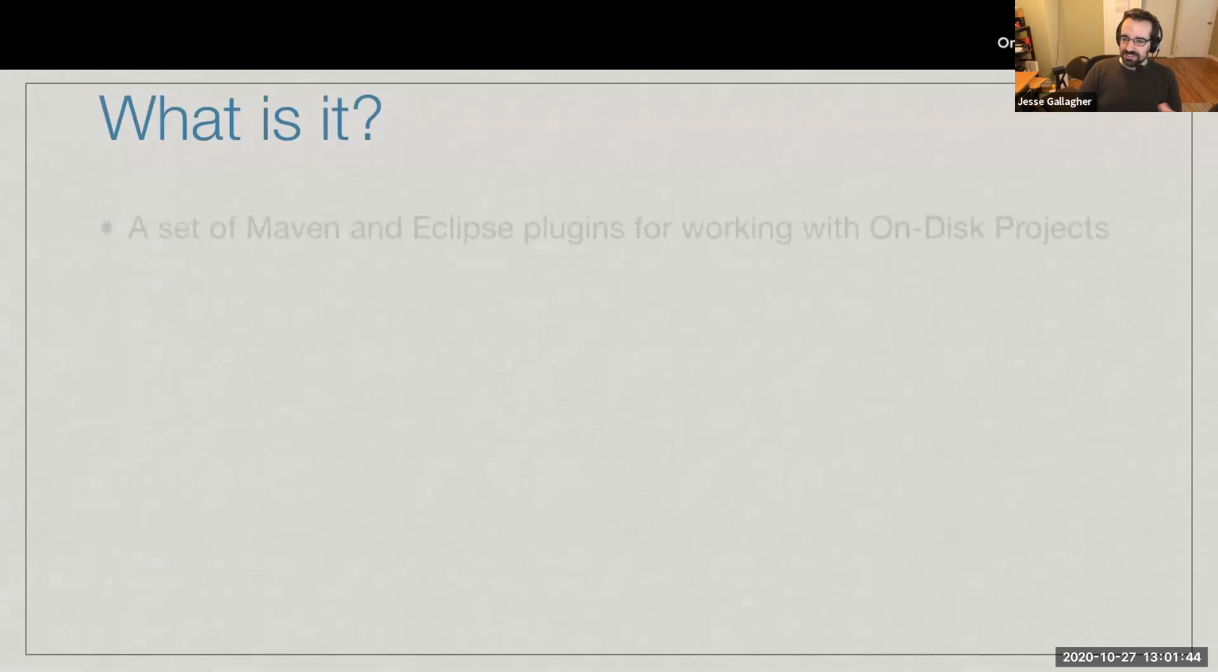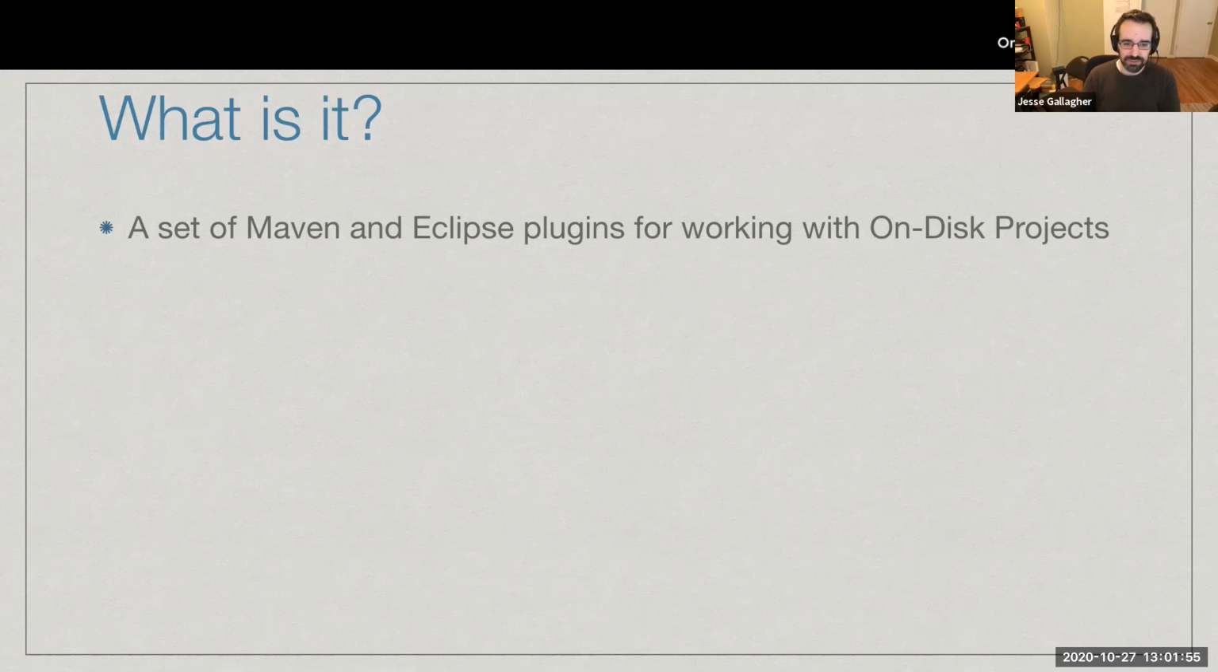So what is it? In broad strokes, it's a set of Maven and Eclipse plugins for working with on-disk projects. On-disk project is the term that Designer uses, and is commonly used, for the text-based representation of an NSF. If you've used the source control enablement, as it used to be called, or team development in Designer, this is when you take an NSF and say, I want to sync this to a file system project. That is the on-disk project.